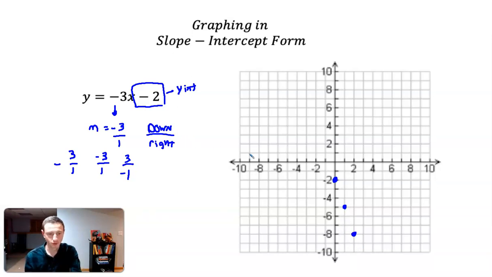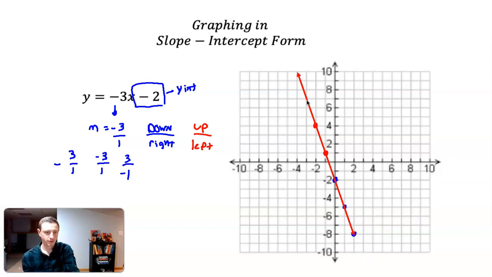What's the opposite of going down and to the right? Up and to the left. So I'm going to go up 3, 1, 2, 3, to the left 1. And then I'm going to make a perfect line again, just like how I did last time with no assistance, completely freehand. There it is. Freehand, no assistance whatsoever. And there's our line.